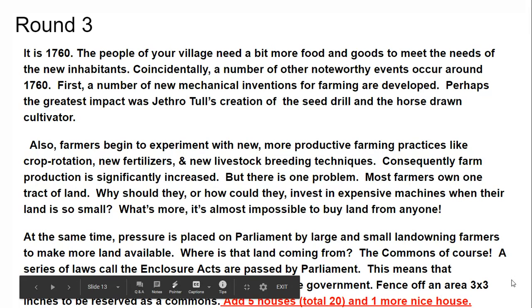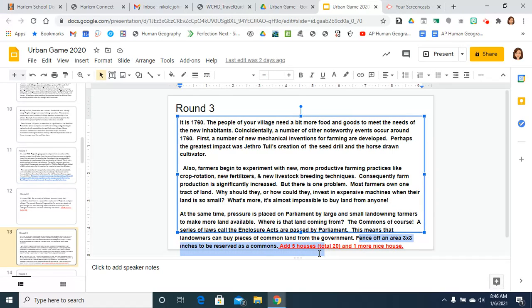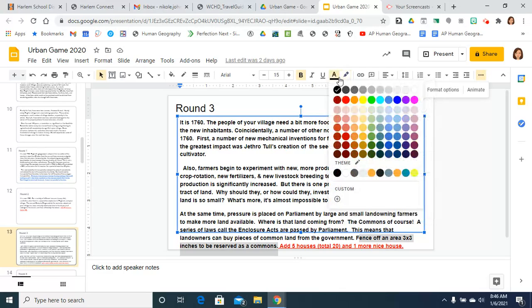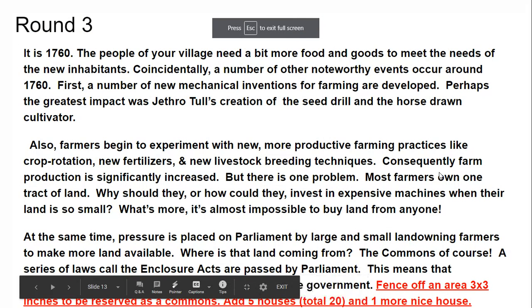Okay. I'm going to do that now while you guys are doing this. Give me 1 second. So you're going to fence off 1 3 by 3 inch area reserved as the commons. If I can remember how to do it. Underlined. Oops, I forgot the F. Okay, so fence off an area 3 by 3 inches to be reserved as the commons. Add 5 houses for a total of 20 and 1 nice house. Go ahead and pause the video and add those in.